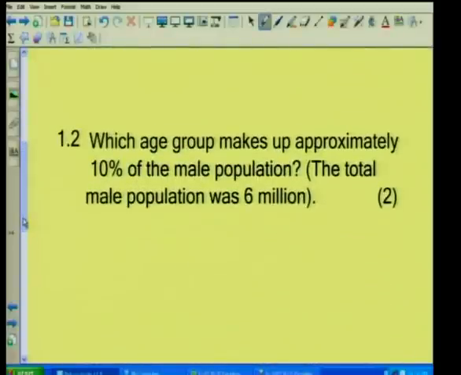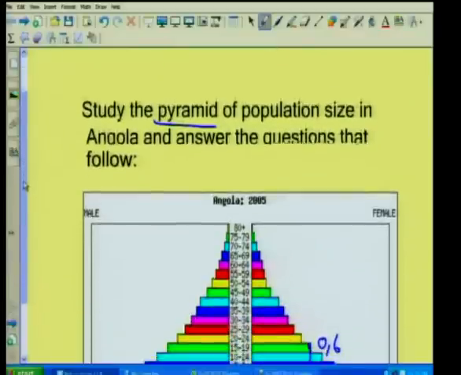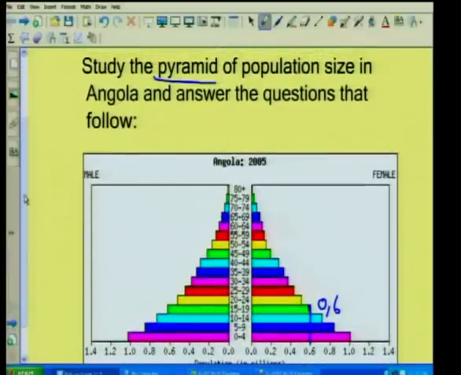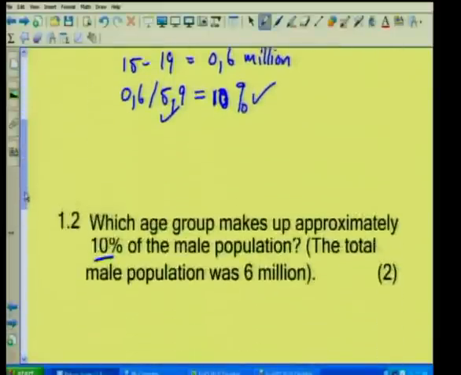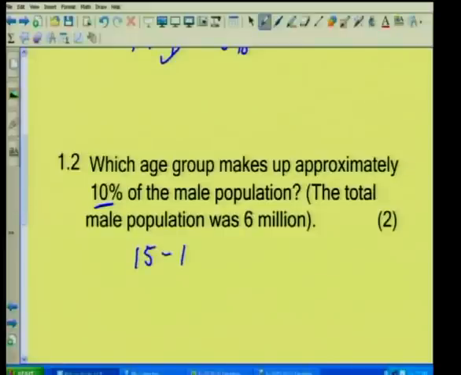Okay. Which age group makes up approximately 10% of the male population? And the total male population is 6 million. So all we have to do is go back to our graph, our pyramid, at least, and have a look here. Now, which male group will be approximately 10%? It's 10% of 6 million, which would be 0.6, and it would be the males between 15 and 19 as well. And you'd put the years because you would get a mark for that. All right, and it's easy. All you have to do is look at 10% of 6 million would be 0.6, and you have a look at which group of males are 0.6.